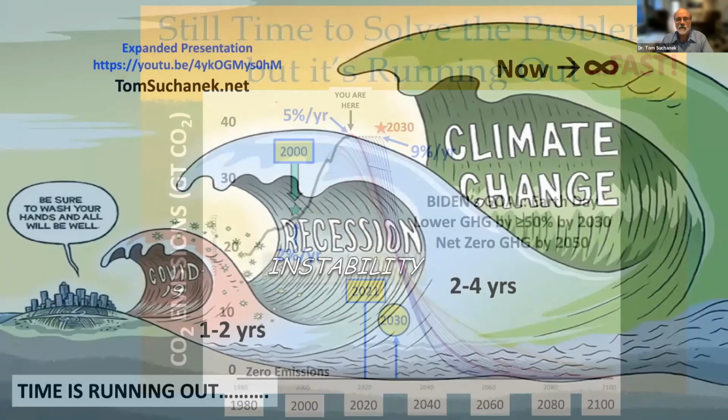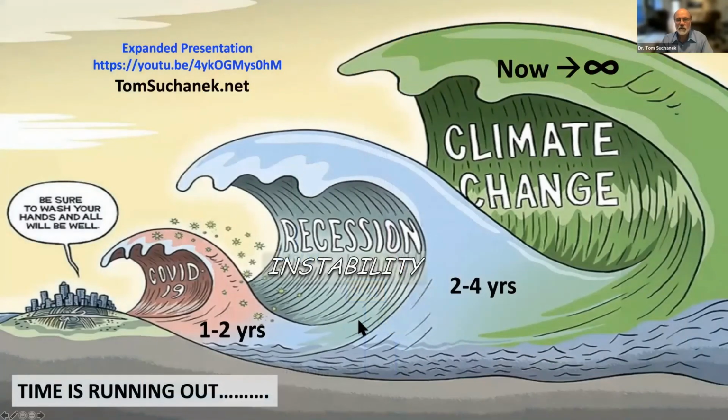So at this point, we have this situation going on with three crises all at the same time. Here's COVID-19. We have 1 to 2 years we'll probably be dealing with this. The economy is in recession. We have a totally unstable situation where the stocks are going up hundreds and hundreds of points each day or down hundreds of points. We're probably going to be dealing with that for 2 to 4 years.